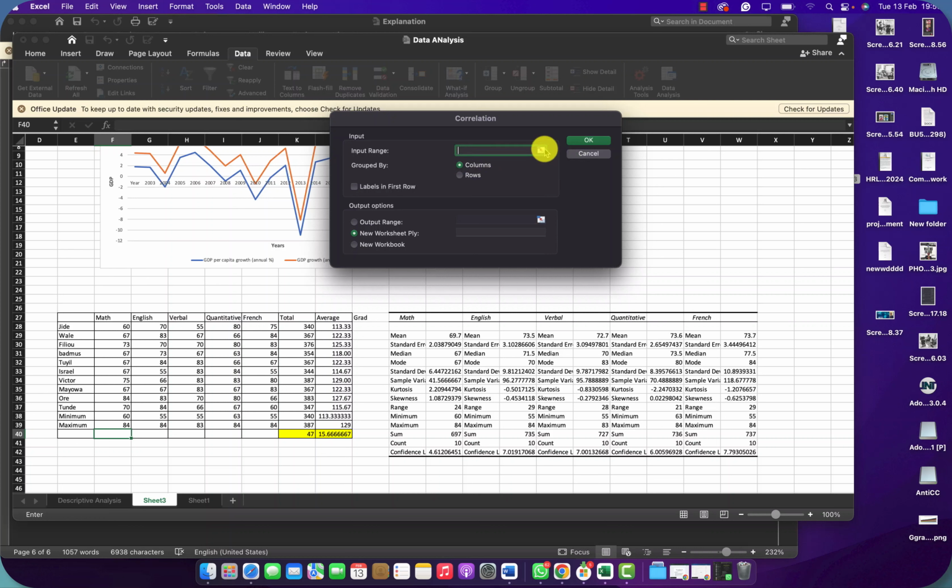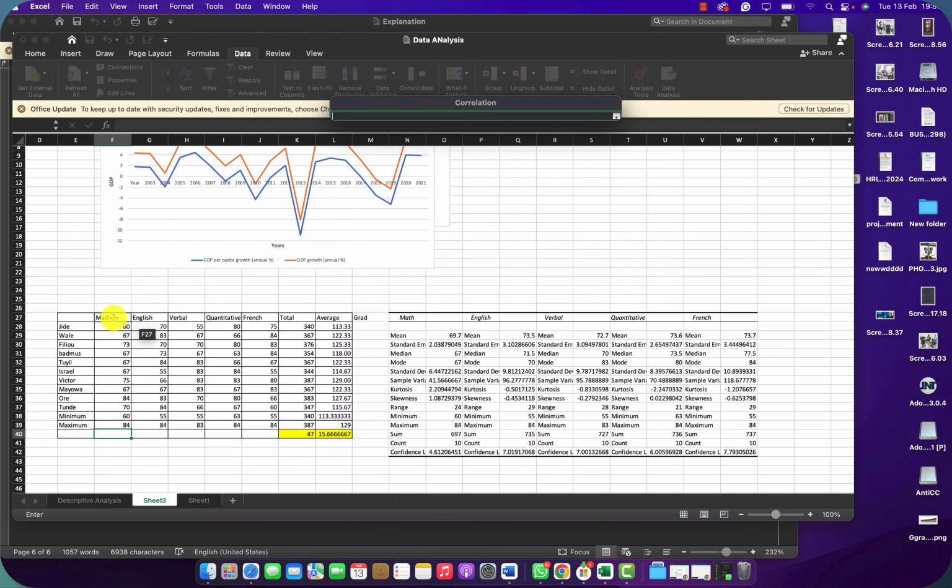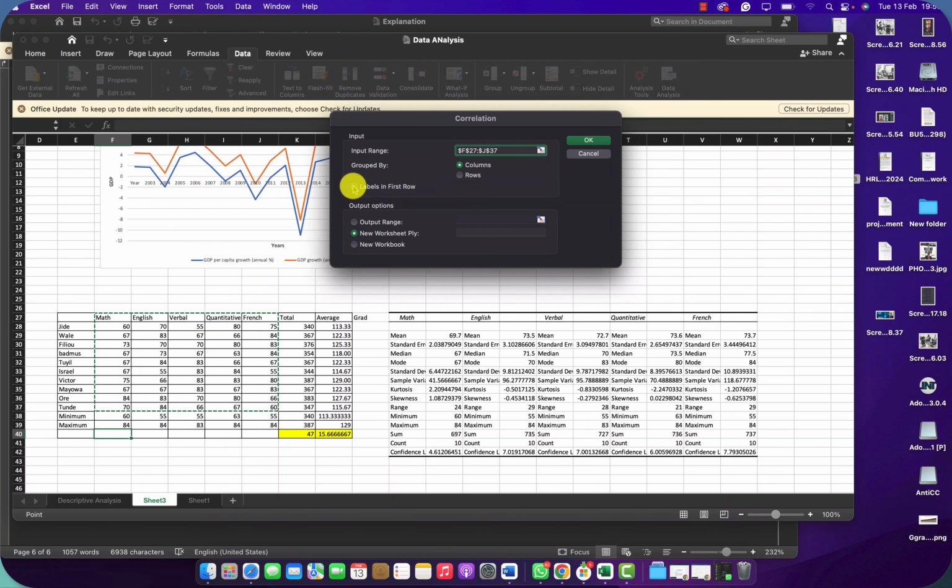So let's select our input data. What do we want to correlate? We want to correlate all these subjects, how they correlate to each other, how they affect each other. That's what we mean by the word correlation. The first row is labeled and we have our data in columns.